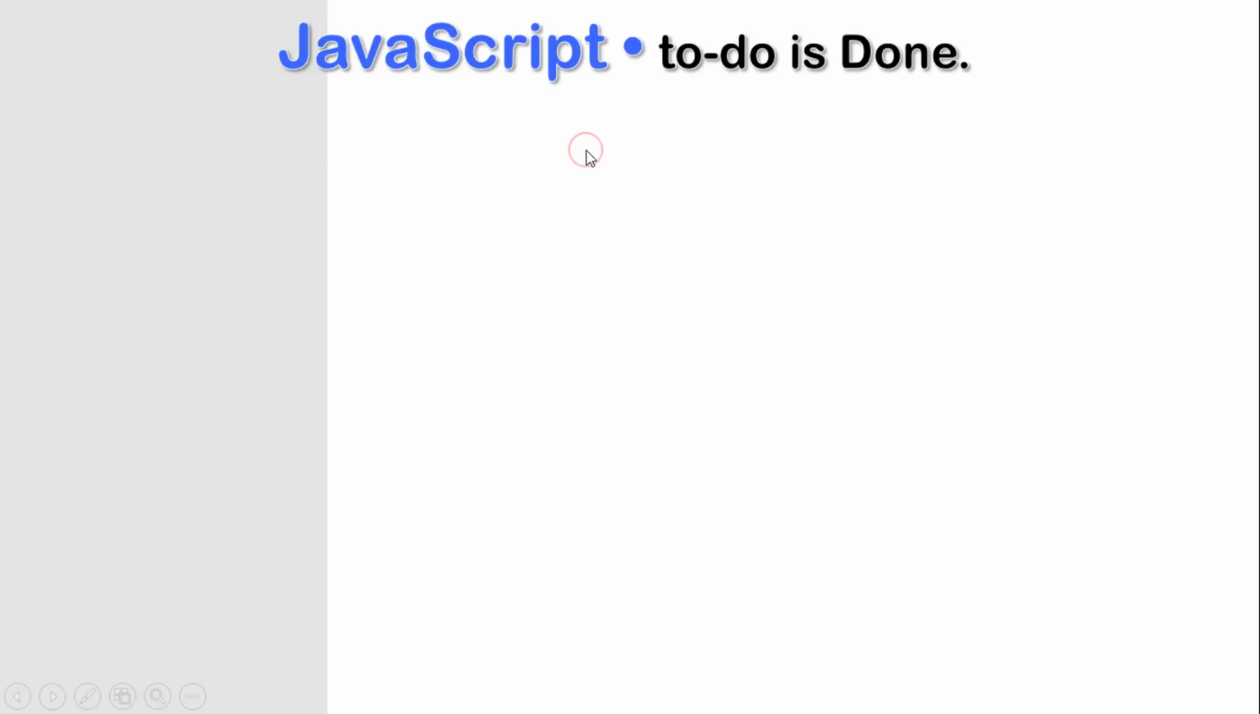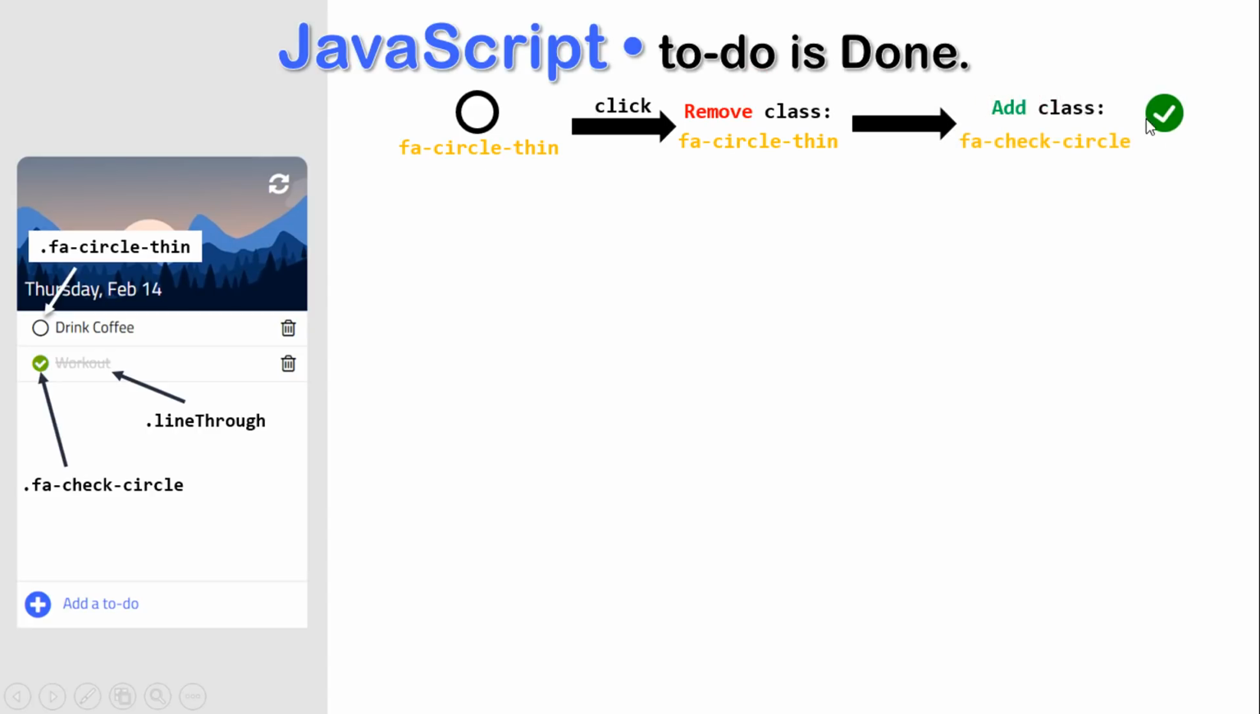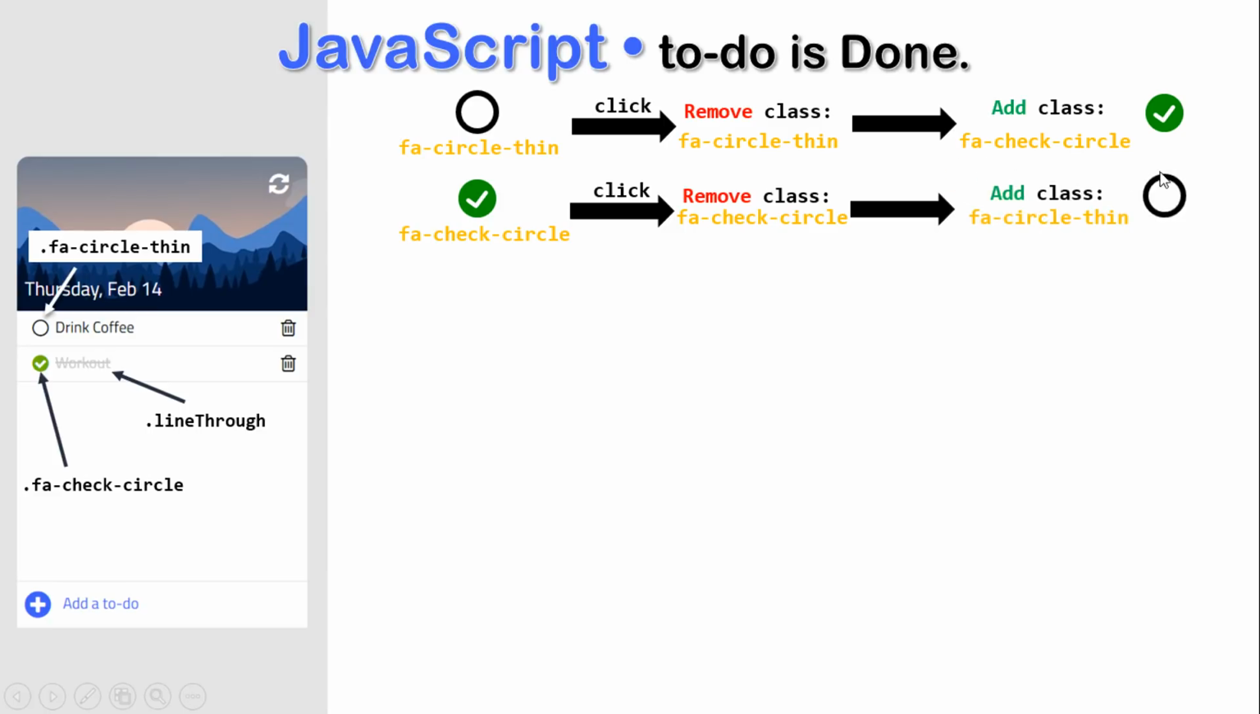Now let's talk about what will happen when a toDo is done. Before a toDo is done, our button here has this class name. If the user clicks on this button, we need to remove this class name and then add the class name for this icon. Also, there is the possibility for the user to undo a toDo. So if the user clicks on this button which has this class name, we need to remove this class name and then add the class name for this icon.